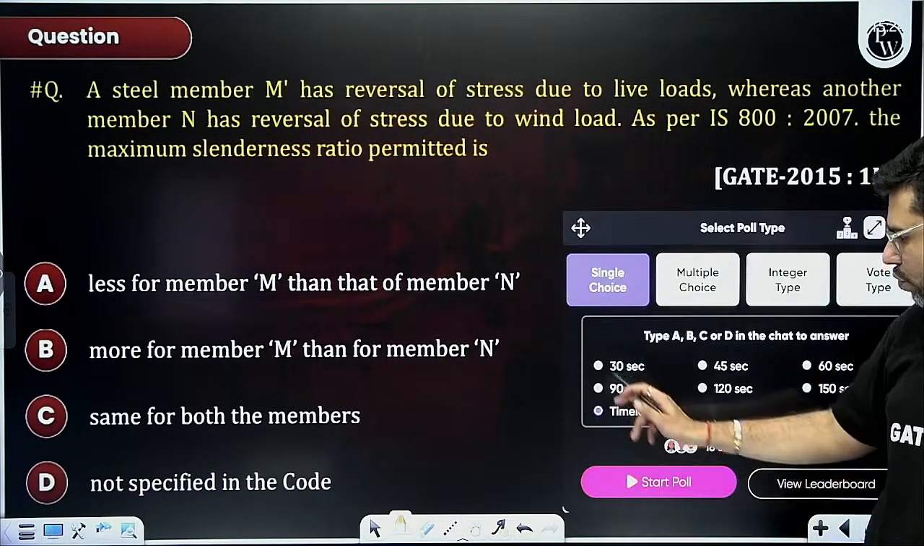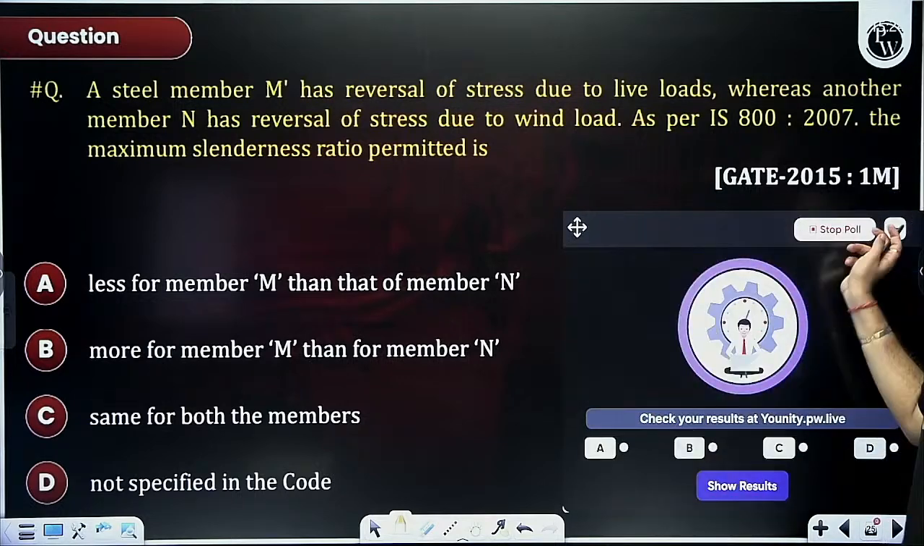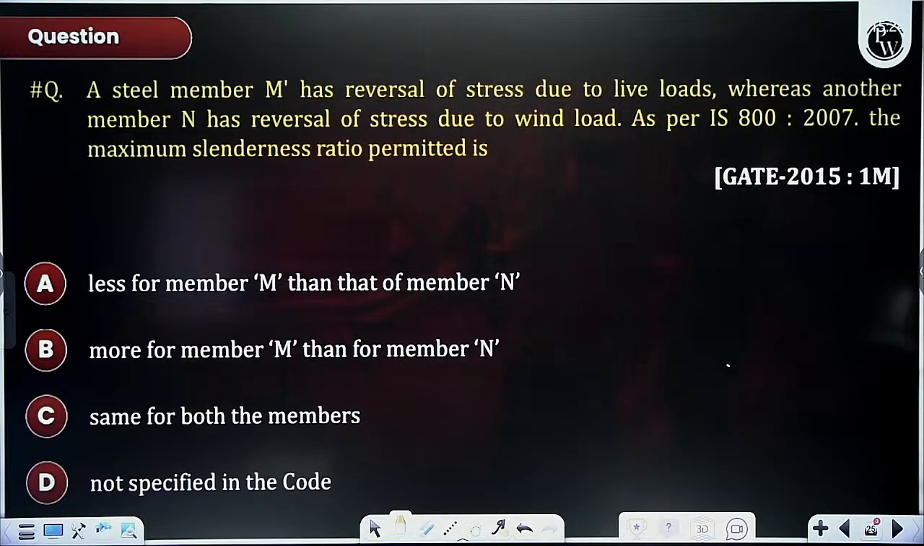Try to solve this question, please. Make it fast, please. Give me the answer, please. Make it fast.